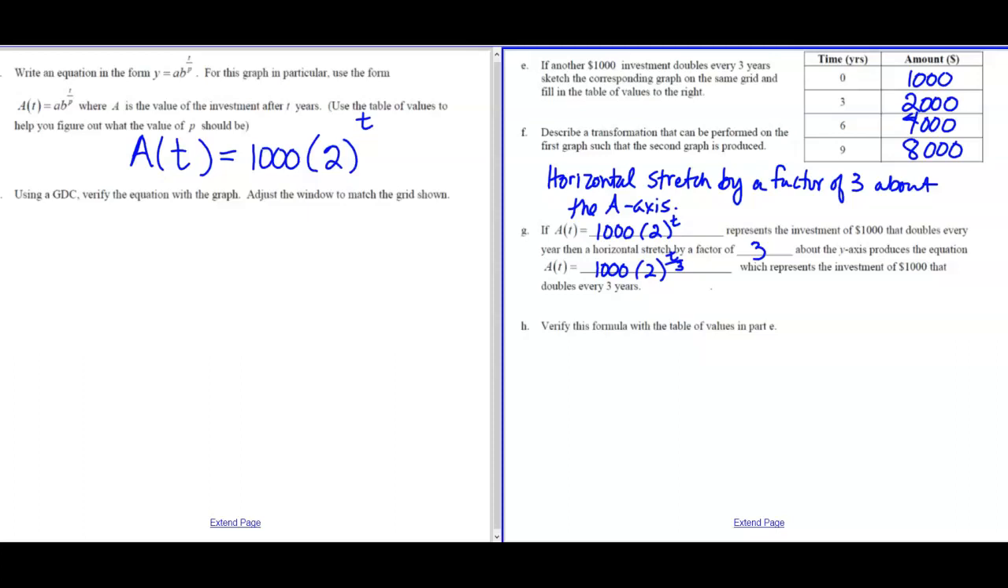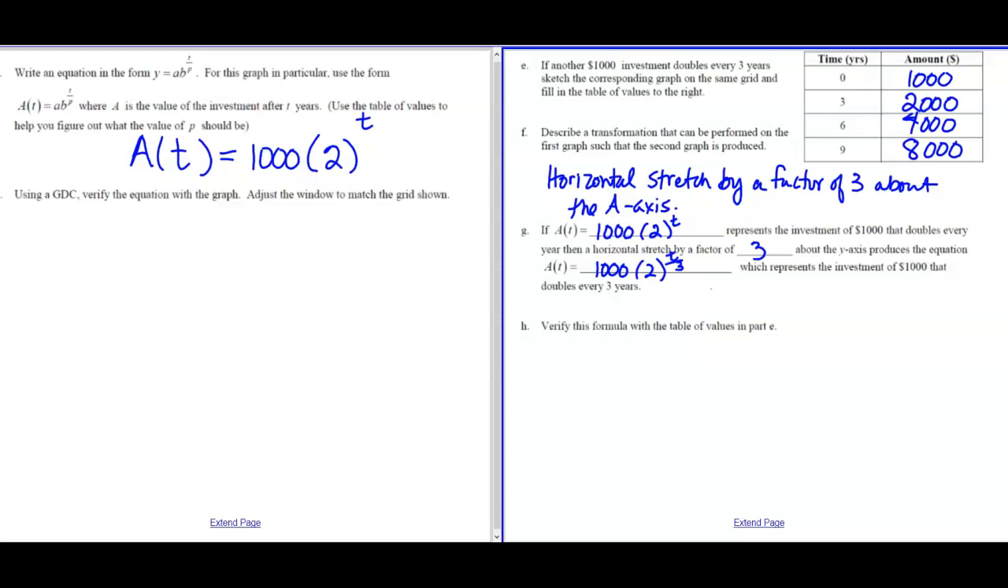And you can check. Let's substitute 9 in. 9 divided by 3 is 3. 2 cubed is 8. Times 1,000 is 8,000. You can always check your answer when you're coming up with these equations. You're given a chart like that or a couple of values. Okay. So I just did that in my head. I didn't do it on paper.